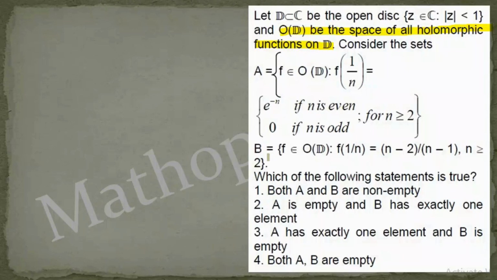Then B is the set of all f belongs to O of D such that f of 1 by n is equal to (n minus 2) by (n minus 1) for all n greater than or equal to 2. Which of the following statements is true? That is, which set is empty and which is non-empty, they have asked.